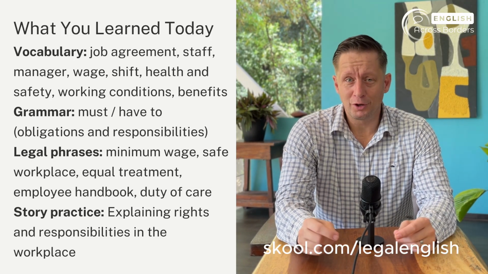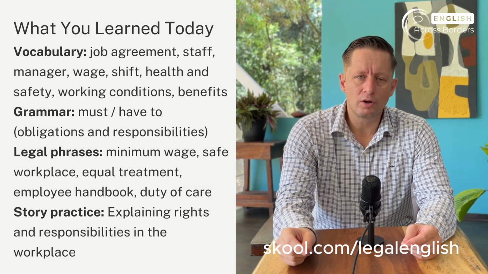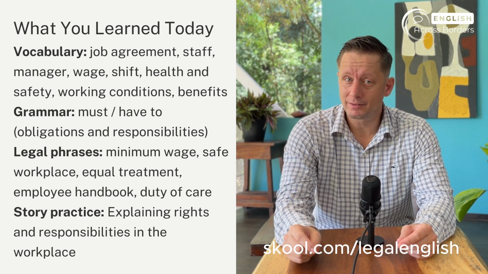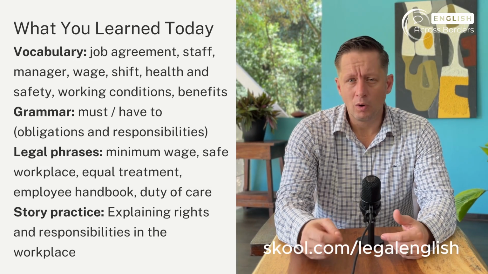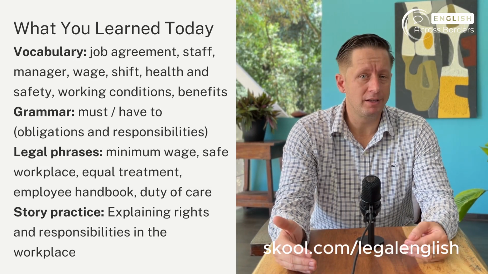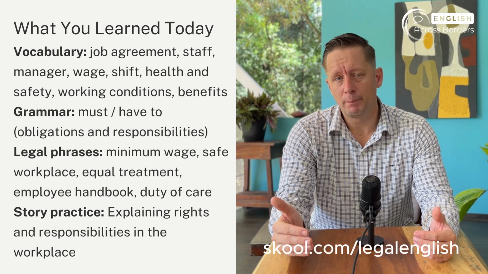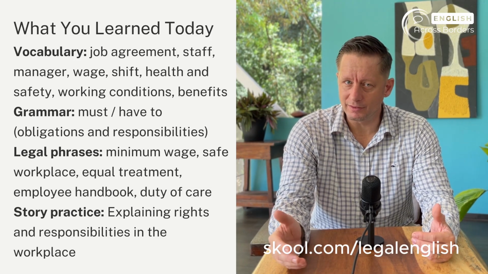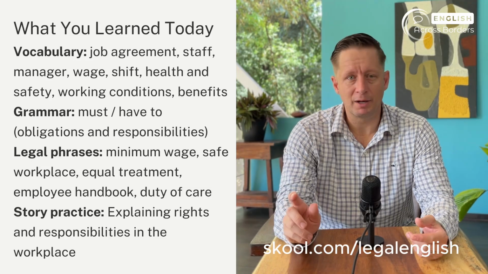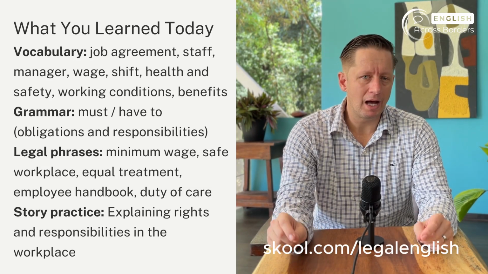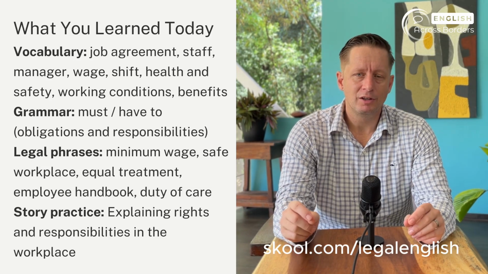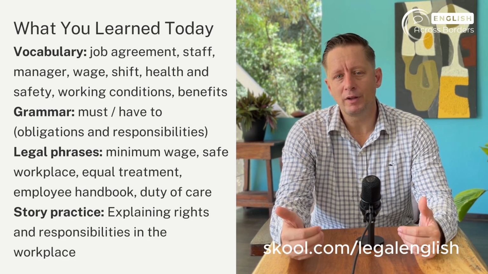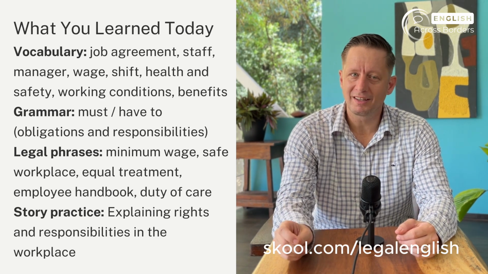Finally, you saw a wrap up story. You saw how workers and employers both have rights and responsibilities. Workers have to follow rules and complete tasks responsibly. Employers must respect wages, safety, equal treatment, and benefits. By combining vocabulary, grammar, and legal phrases, you are now able to give a simple explanation of workers' rights and responsibilities. Explaining workers' rights and responsibilities in English is a valuable skill for lawyers and professionals.